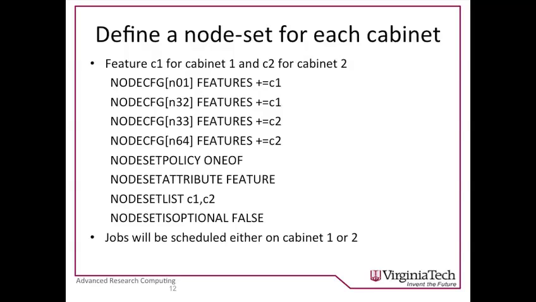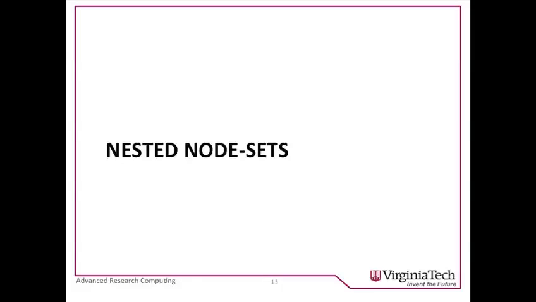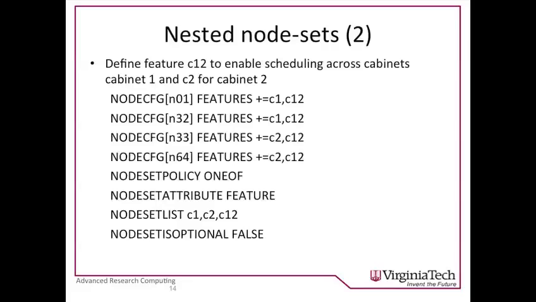This is good, but it has a small problem. The small problem is that if you have some room in cabinet 1 and some room in cabinet 2, we couldn't schedule a job to span both cabinets. So sometimes you want to fill in the holes. To fill in the holes, we use nested node sets. With nested node sets, each node has more than one feature.